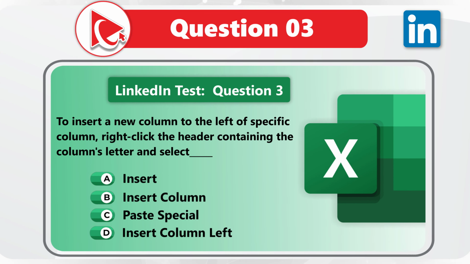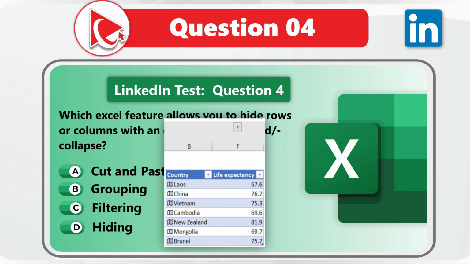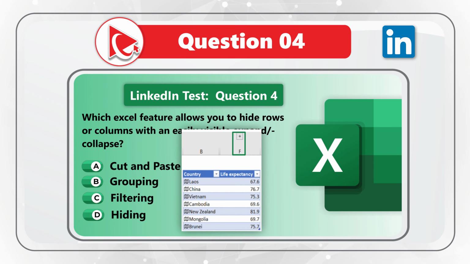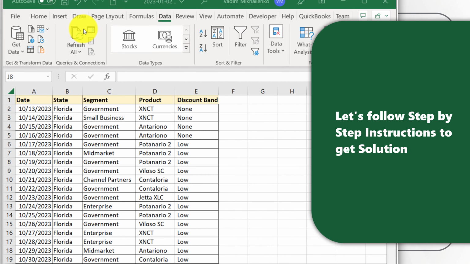And now let's look at question 4. Which Excel feature allows you to hide rows or columns with an easily visible expand and collapse? You're presented with the data set of countries and life expectancies. And what's key here to answer this question, you see in the column F in the question, there is a plus sign in the rectangle. So let's jump to Excel to see how we can answer this question.